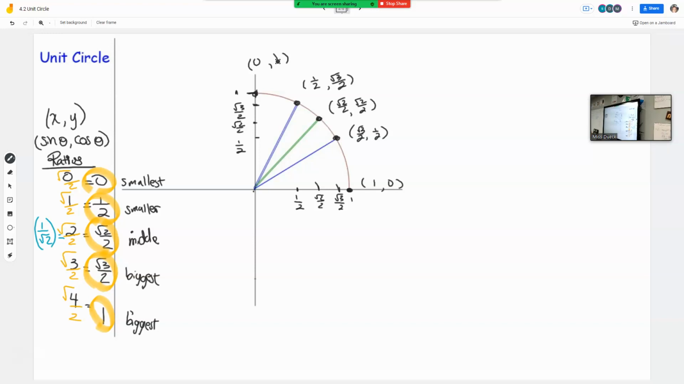Using a phone as a ruler, genius. I love it. I might steal one. Go ahead and keep filling in that unit circle.